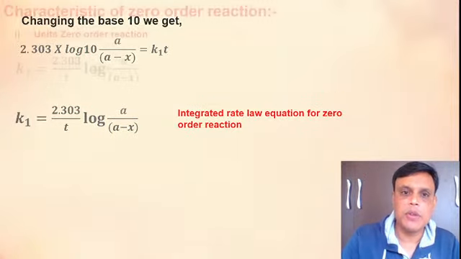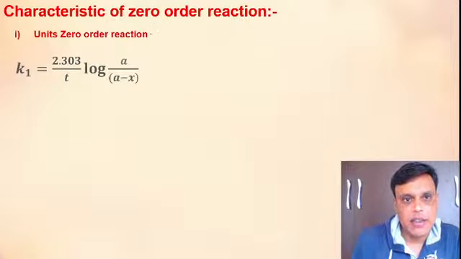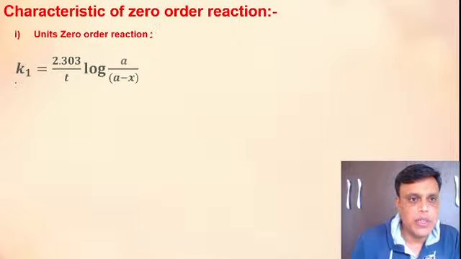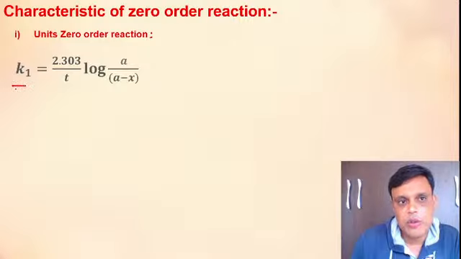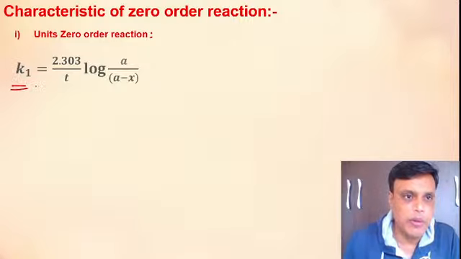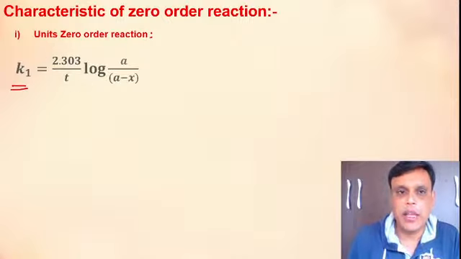Okay, so now we will see the characteristics for first order reaction, and the first characteristic we will see is unit. So start with this equation. This is your integrated rate law equation for first order reaction. I have told you we have to start with this equation only. k1 is equal to 2.303 divided by t log a by a minus x.